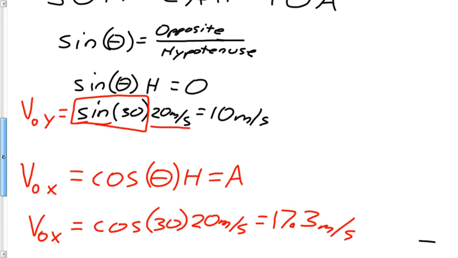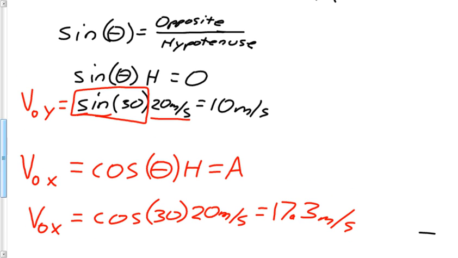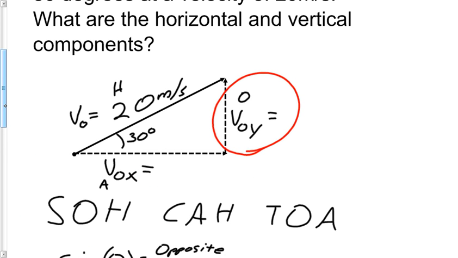All right, so we have the lengths of these two sides. We have 10 and 17.3. So if I go back up, I can say that this is 10 meters per second, and this here is 17.3 meters per second. And keep in mind that that is an initial velocity. At the moment when it is launched, yes, it has an angled velocity of 20 meters per second. But if I break it down into its components, it's a horizontal component of 17.3. It's a vertical component of 10 at that moment when it's launched.